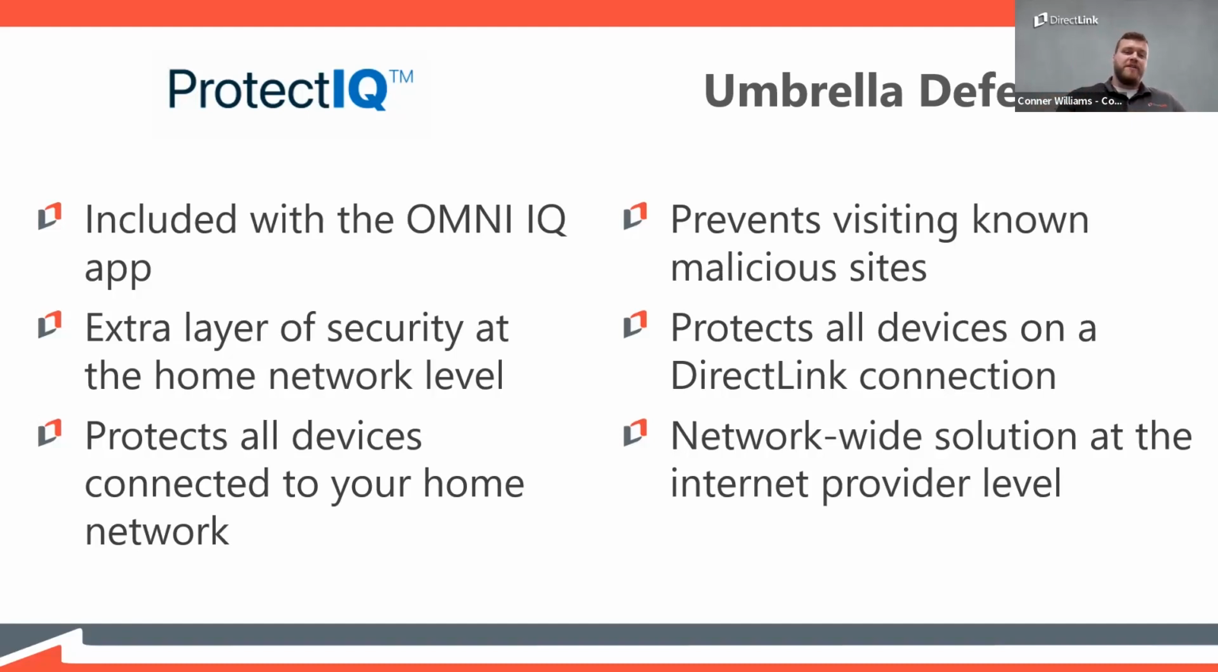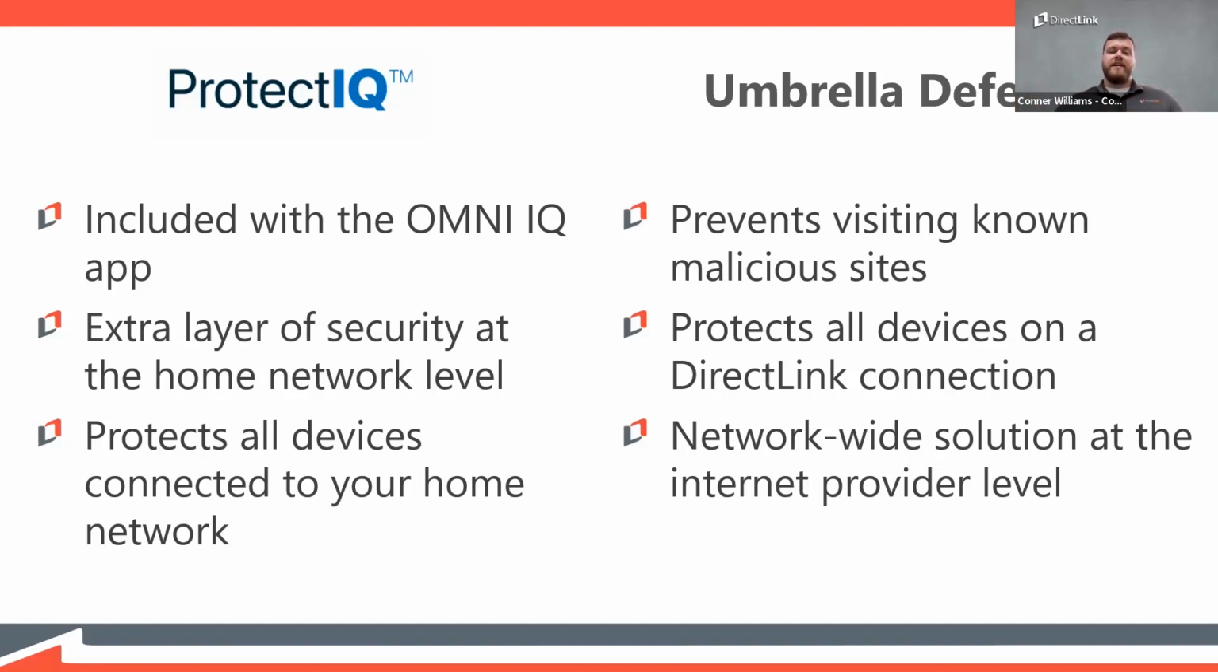The second layer of protection is what's known as Protect IQ, and this is included with the OMNI IQ app and with the new routers that we're putting into folks' homes. So again, this is that extra layer of security, and this is at the home network level. This protects all devices connected to your home network.